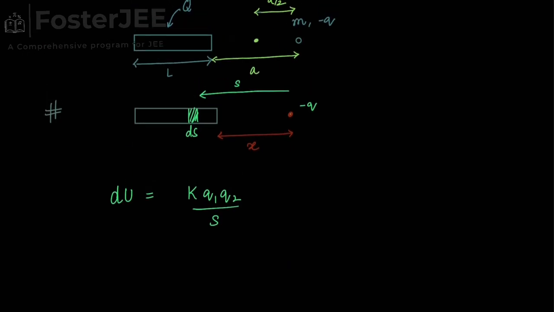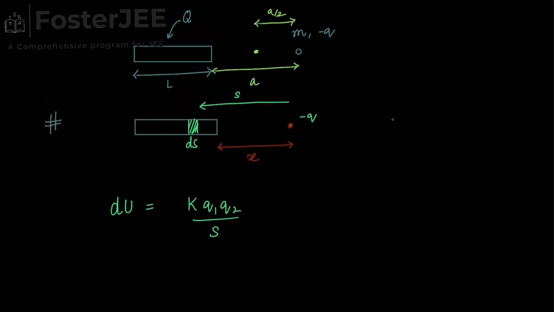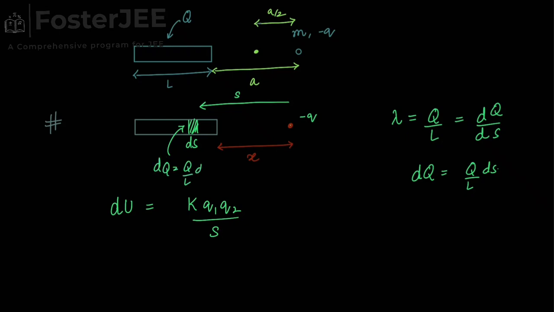Now, since the total charge Q is uniformly distributed, we can say the linear charge density is total charge upon total length, and this is also equal to dq upon ds. So dq becomes Q upon L ds. Hence this element contains charge dq, which is equal to Q upon L ds.